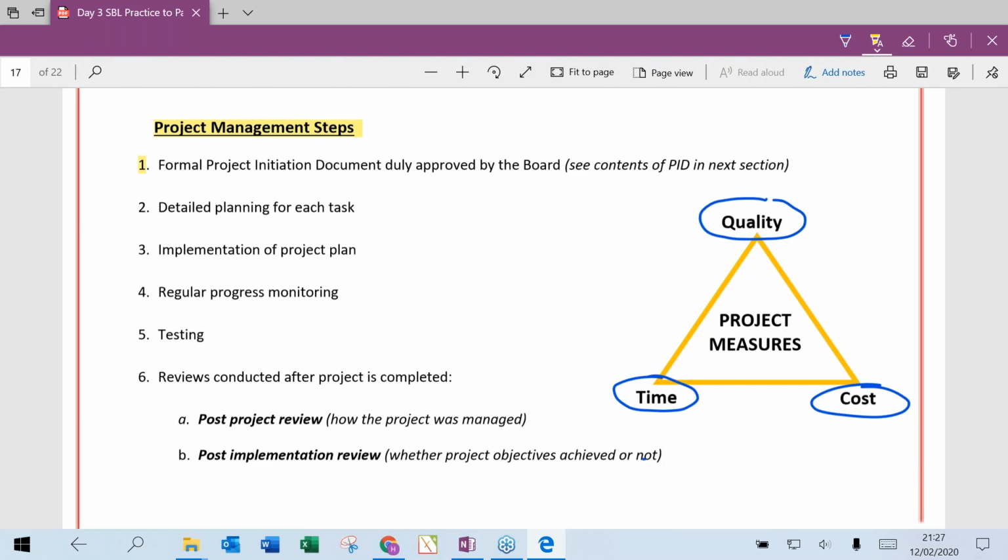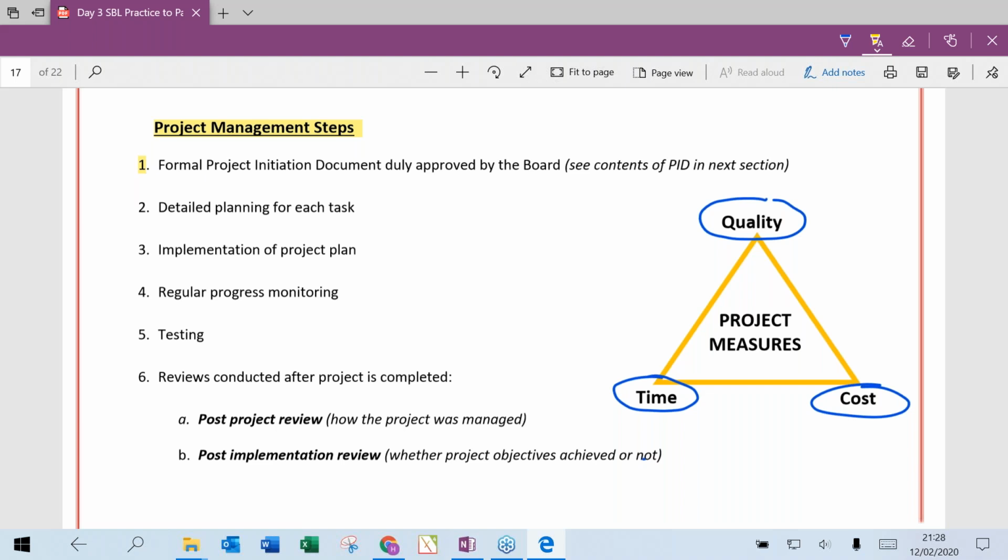There are two basic reviews. One is called post-project review, and the other is called post-implementation review. In terms of importance, the second one, post-implementation review, is a very, very important review. The first one, post-project review, is a smaller activity. It is done only once, and it focuses on how the project was managed, so it focuses on the project management steps.